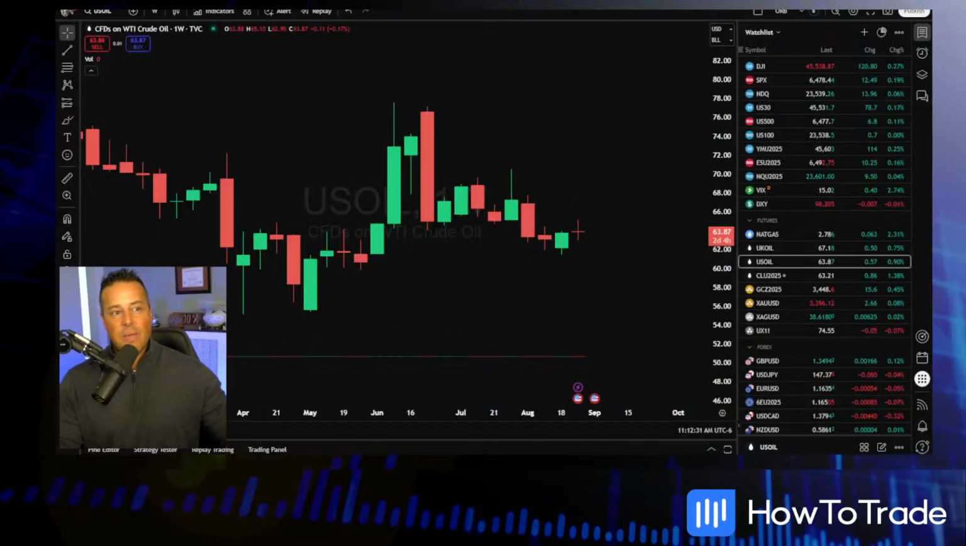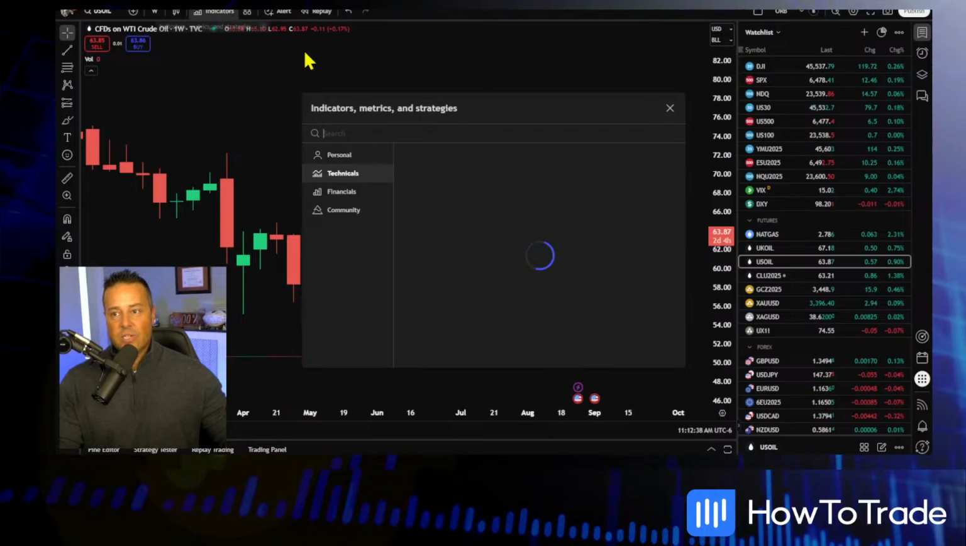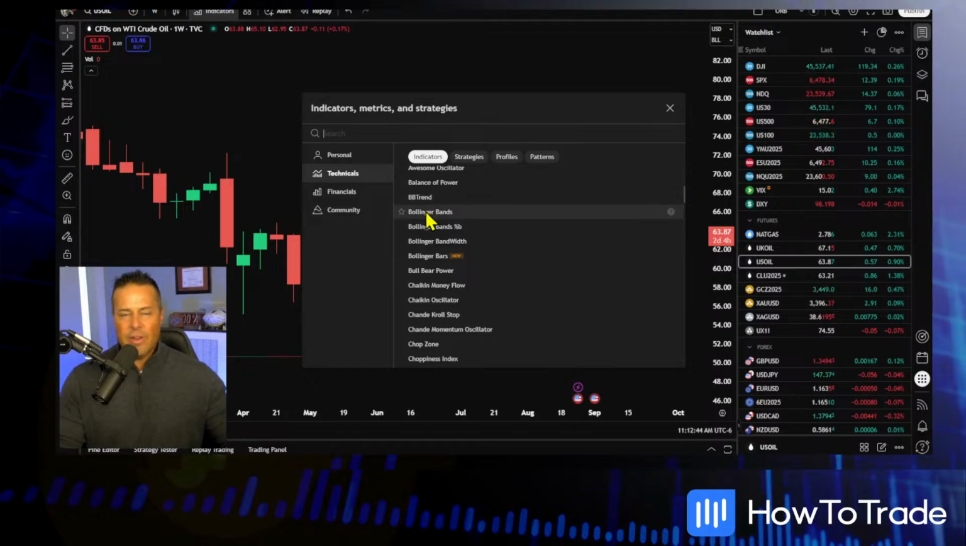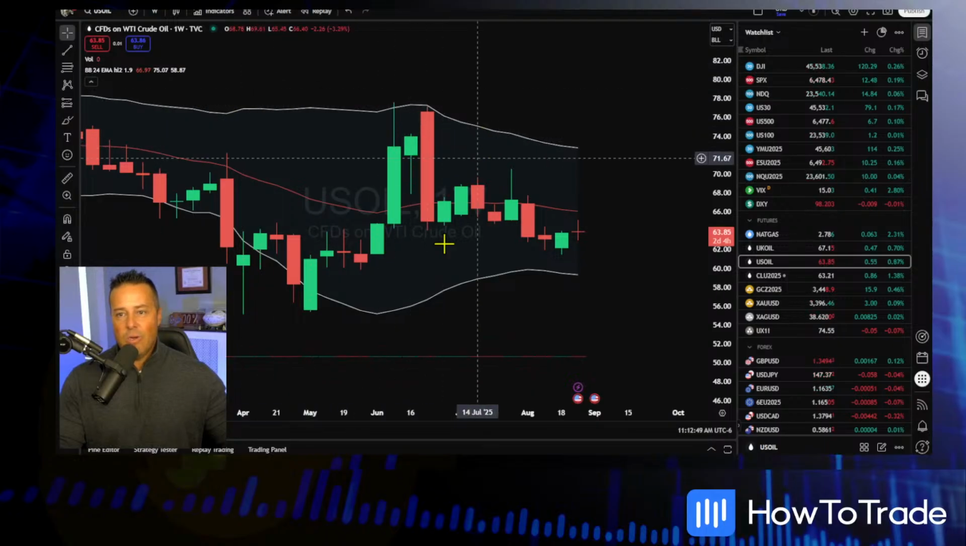Let's go ahead and rev this up on our pricing charts. And when it comes to TradingView, this is relatively easy. You just go up here to indicators, give indicators a click, and then take your drop down menu. You're going to click on Bollinger Bands, and that's just going to populate what you have going here.